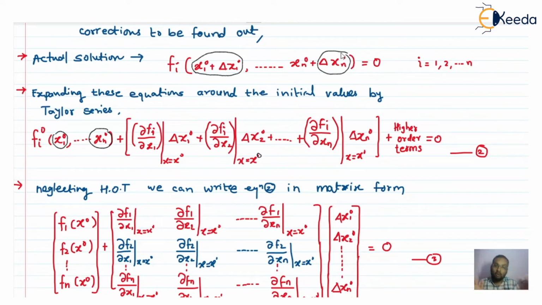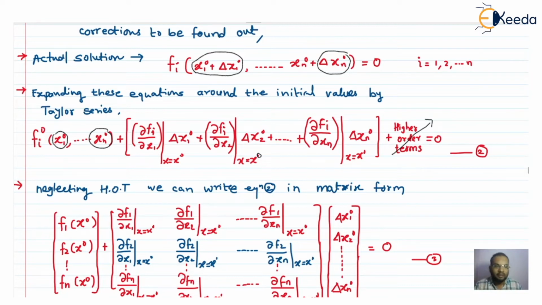So n number of corrections will be there. We need to find those corrections, because when we get the correction, we will add it to the initial assumed value, and that will give us the actual solution. So to find the solution, we are doing all these things. Firstly, we have taken the help of the Taylor series to expand this function. Now let us ignore this higher order term.